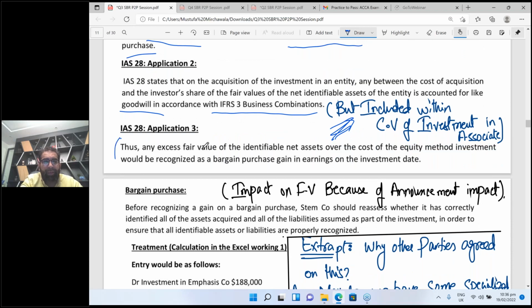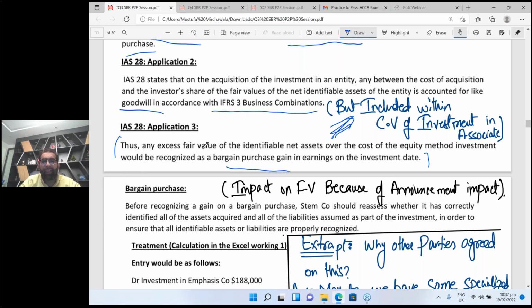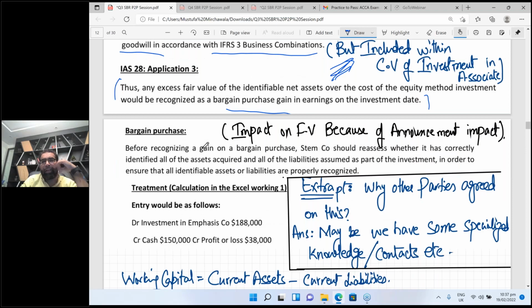Now, come to the point. Come to this question. This question was not about positive goodwill. This question was about gain on bargain. So, thus, any excess fair value of net identifiable assets over the cost of equity investment would be recognized as a gain on bargain purchase in earnings on the investment date. Now let's give the reason for this bargain purchase.